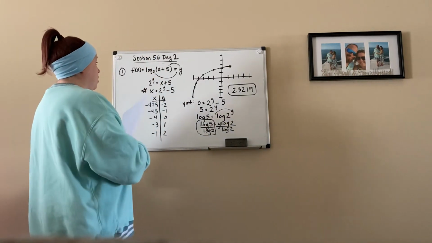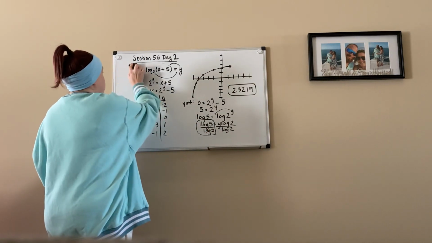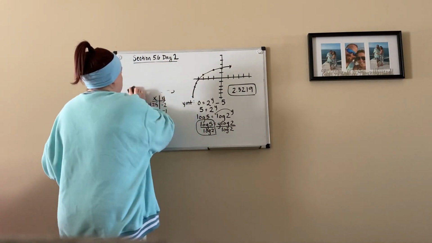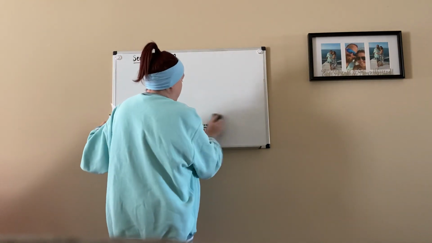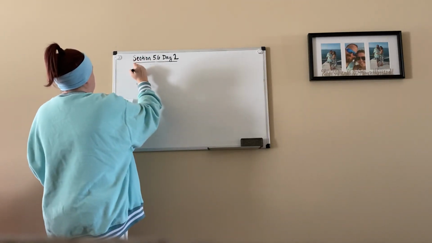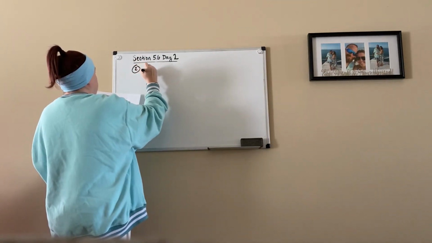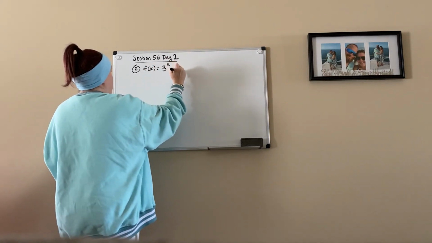Okay, so one more problem to go. Not going to do a whole bunch of problems today, just 2. We're going to do an exponential graph to review that. And with that, we're going to find the x-intercept. So our problem number 2 is f of x equals 3 to the x minus 4.